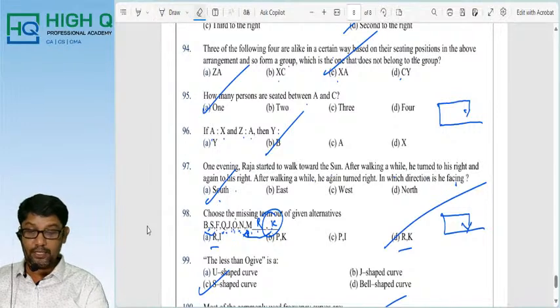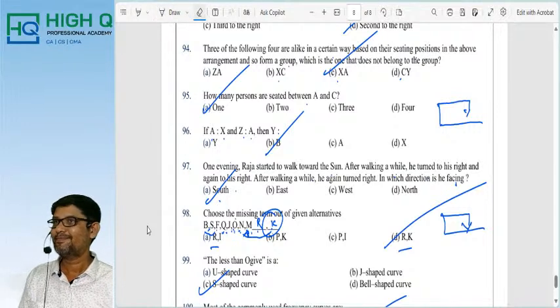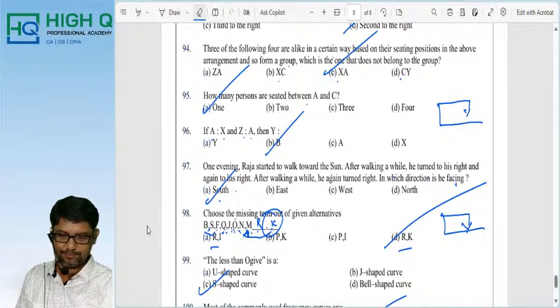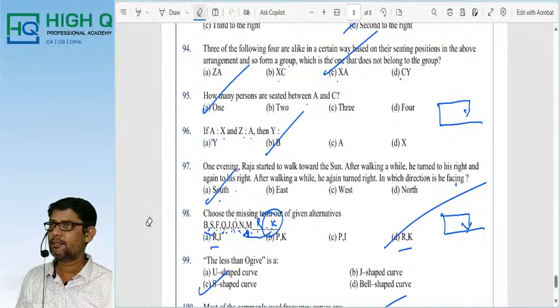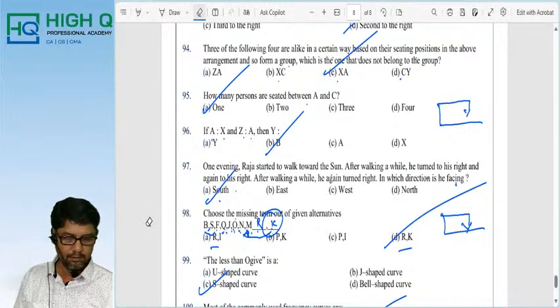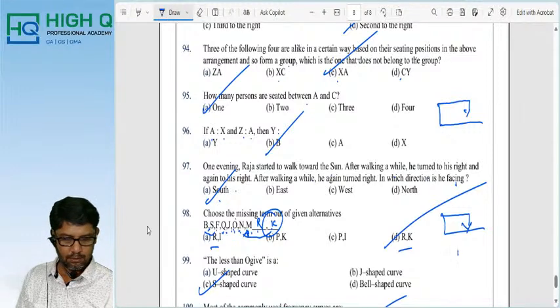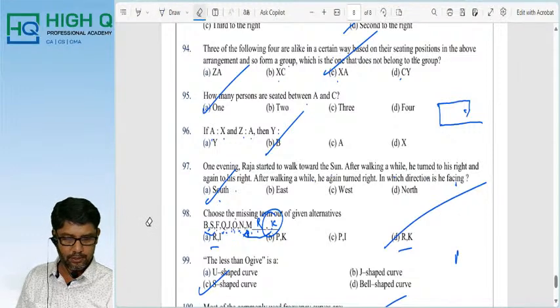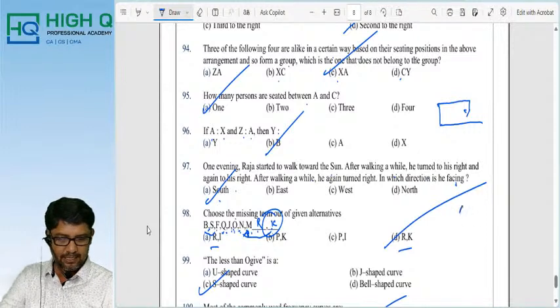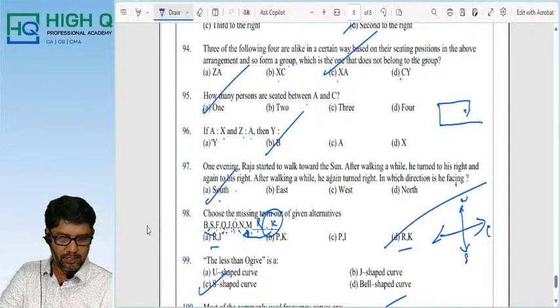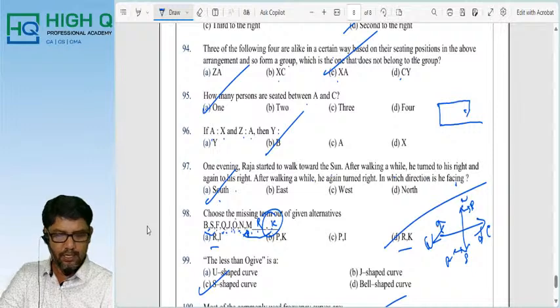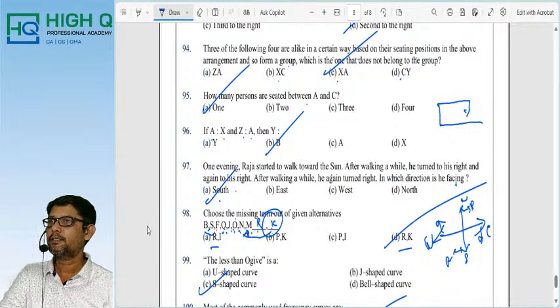I made the mistake. No, correct only. No, no, I did the mistake. See, look at this. This is north, south, east, west. Am I right? This is our right, right, right. Right only, correct only.